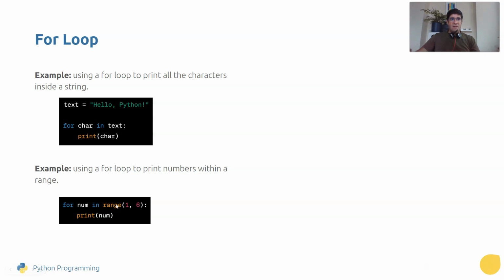So in fact, we have a series, a list of numbers, and each time we assign one of those numbers to num, and we print that one. So the first time, it will print 1, then it will print 2, 3, and so on.